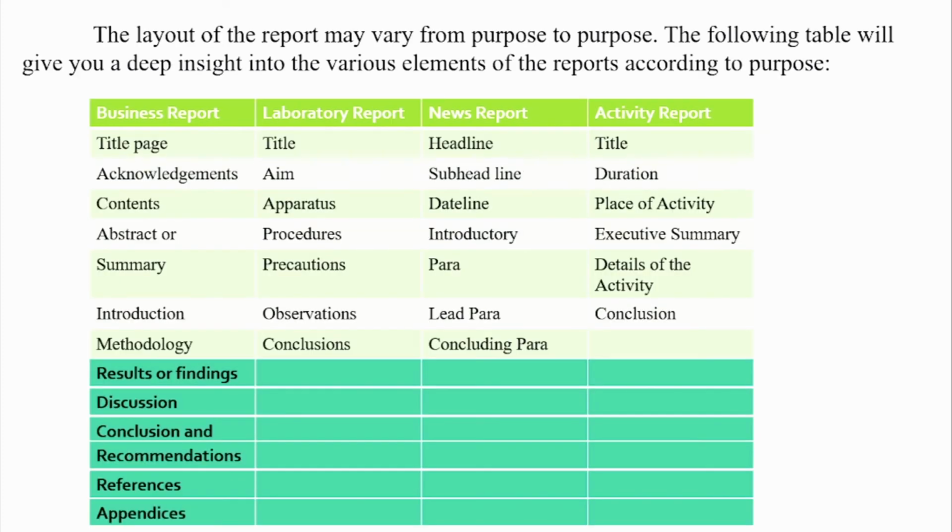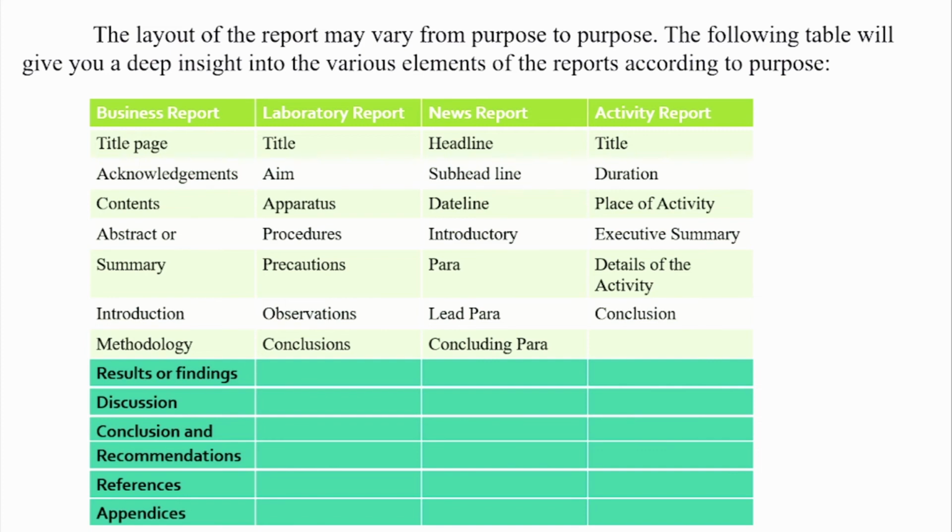The layout of the report may vary from purpose to purpose. The following table will give you deep insight into the various elements of the reports according to purpose. So first we have business report. In business report we have first title page, then acknowledgements, then contents, then abstract or the summary, then introduction, methodology, results or findings, then discussion, conclusion and recommendations, references and appendices.